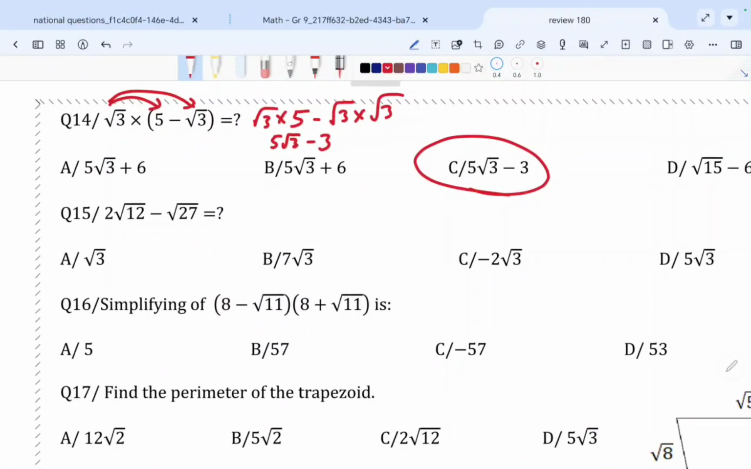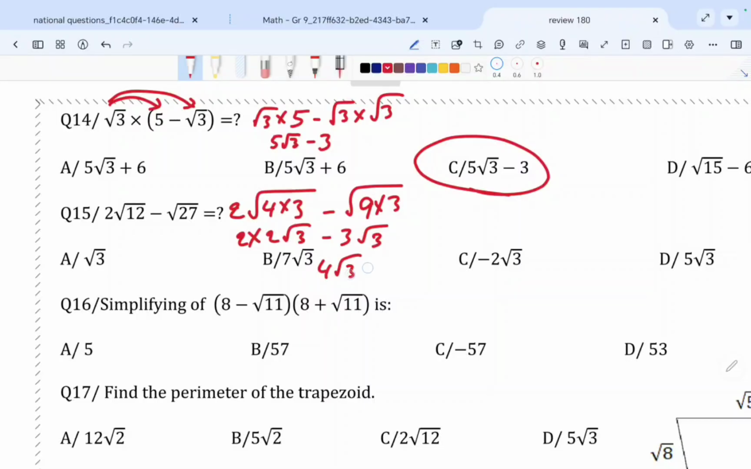C. We have question 15, 2 square root of 12 minus square root of 27. For 12 we will say 4 times 3, minus for 27 we'll say 9 times 3. 4 is a perfect square, so 2 square root of 3, minus 9, it will be 3 square root of 3. 2 times 2, 4 square root of 3 minus 3 square root of 3. We'll subtract them. It's already like terms. 4 minus 3 is only 1 square root of 3, or you can say just the square root of 3. Which one is correct? A.